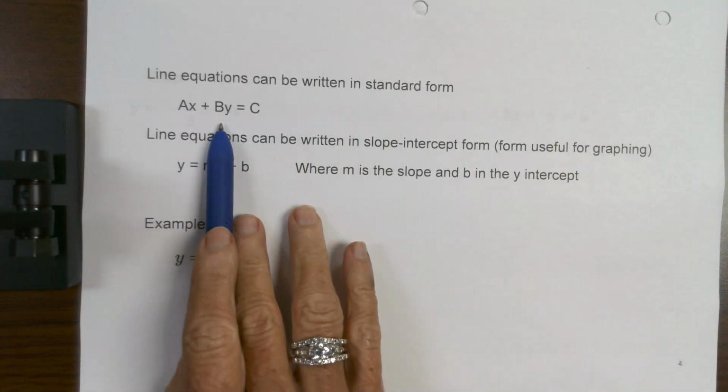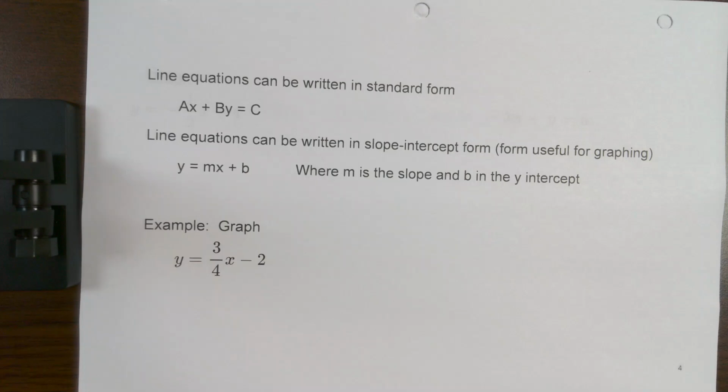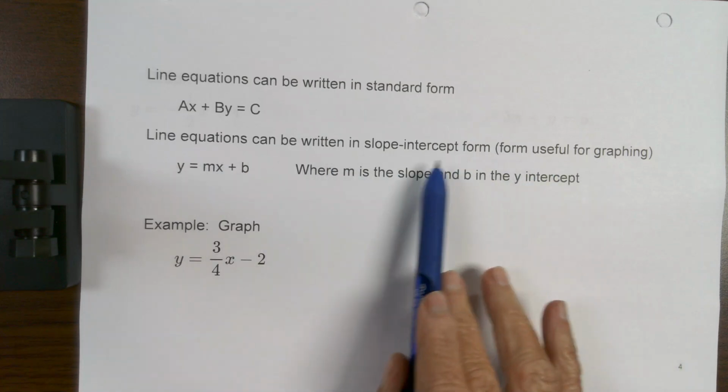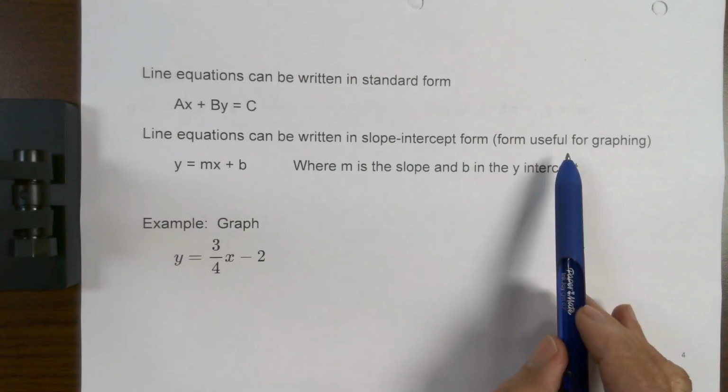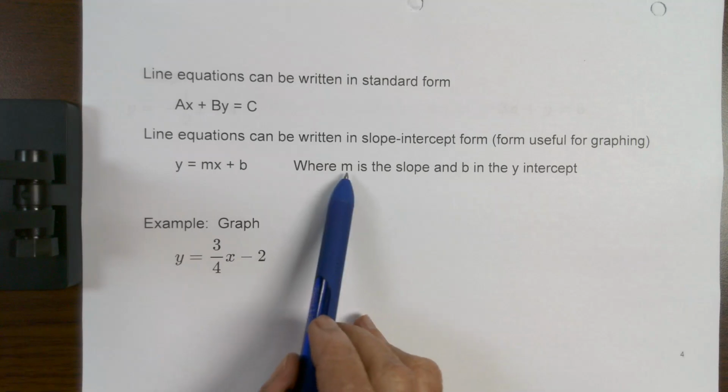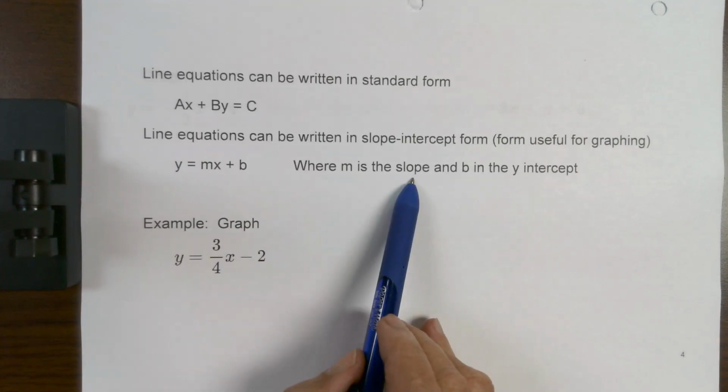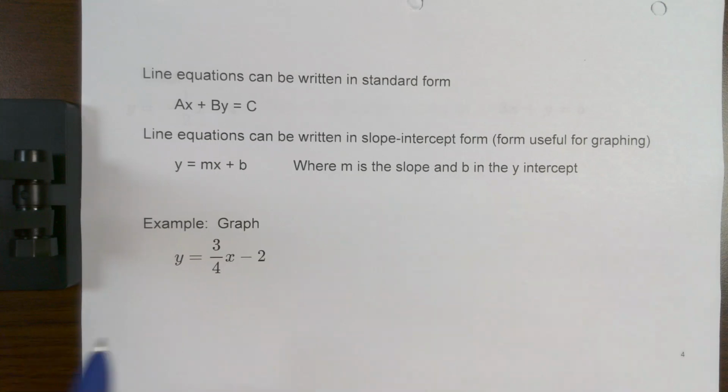Linear equations can be written in standard form. That's standard form. Linear equations can also be written in slope-intercept form, which is the form that we use most often for graphing. The m here is your slope. The b here is the y-intercept.